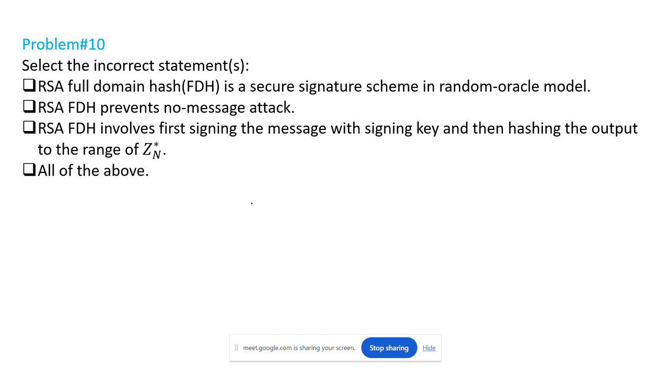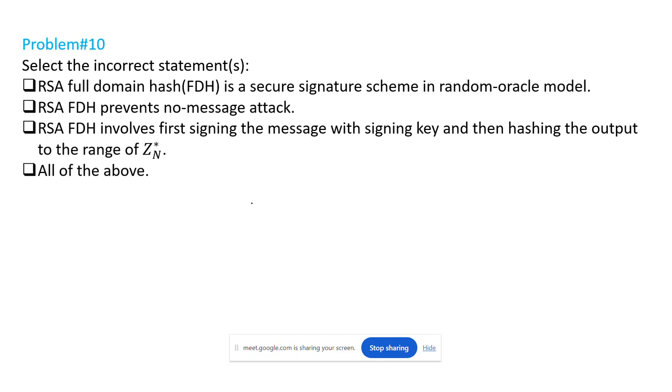Third is incorrect, definitely. RSA FDH involves first signing the message with the signing key. Yes, that is incorrect. You hash first and then sign, right? And the first is also correct. The first is correct, the second is also correct actually, because you cannot go back in the reverse direction.